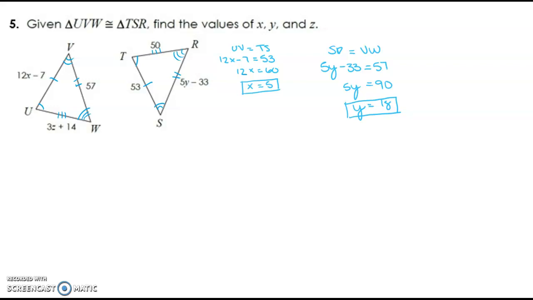Now what I want you to do is go ahead and pause the video and solve for the last one on your own. Alright, so hopefully you paused the video and found that your last equation should be VW equals TR. So you should get 3z plus 14 equals 50. Solve for z, and you should get 3z equals 36, so z equals 12.